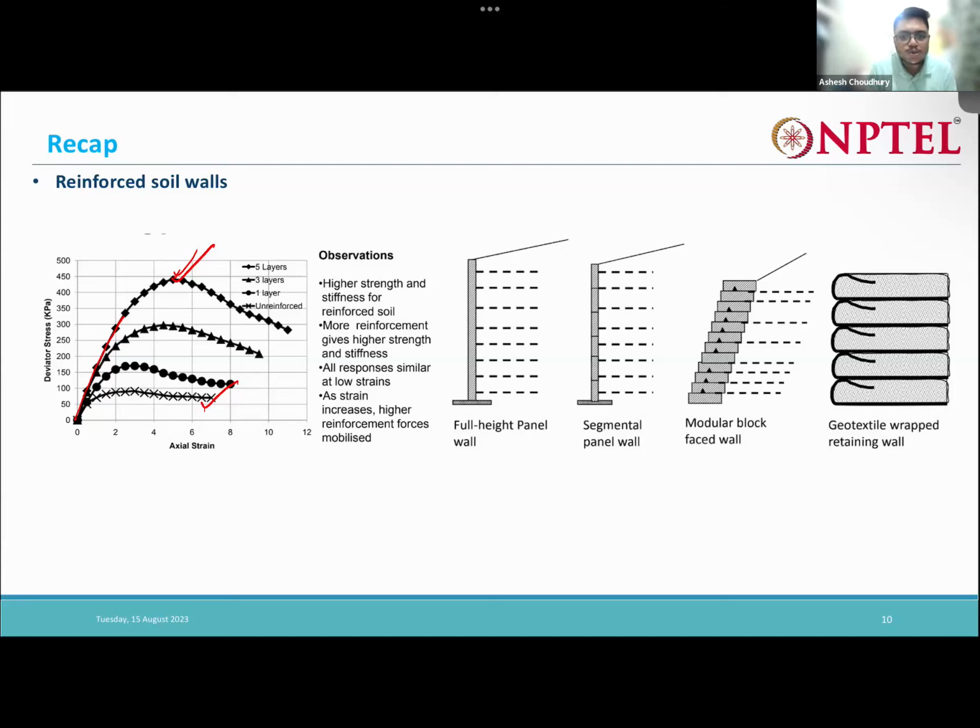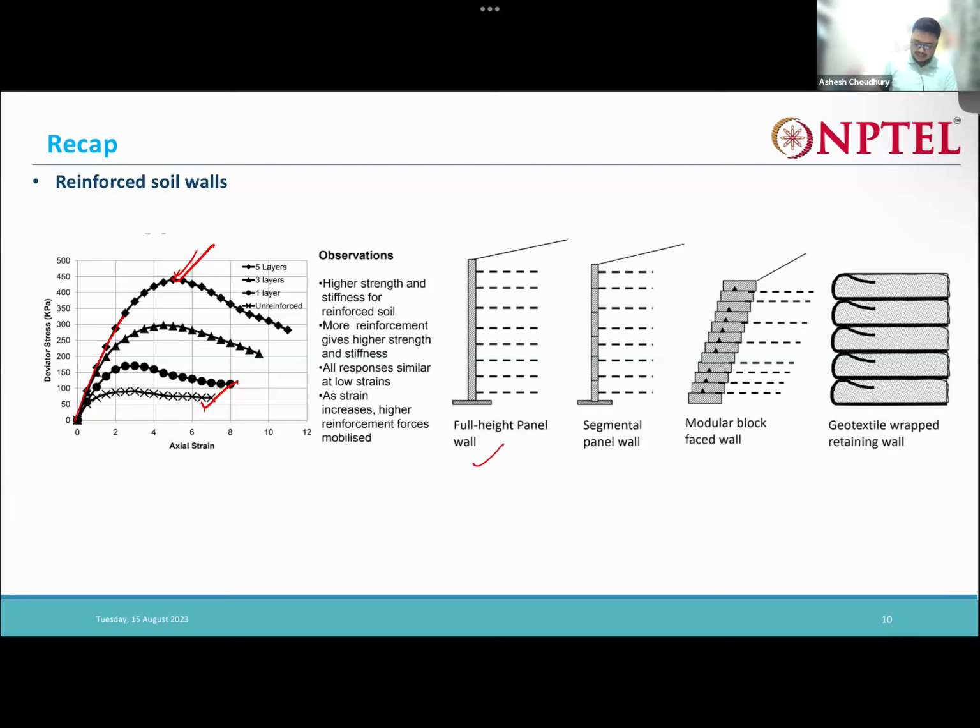Okay, then who was the first person who developed the concept of the reinforced soil wall or earth wall? Who was the person who developed the concept of reinforced earth wall? Mr. Vidal? Yeah, it was Henry Vidal. He actually patented the term reinforced earth wall. So generally we use the term reinforced soil wall so that there is no contradiction. Right?